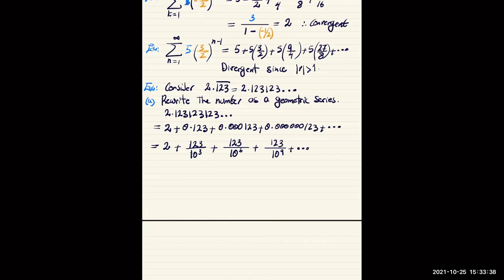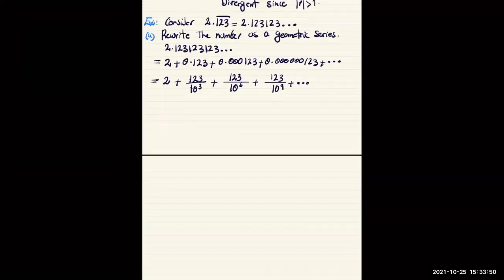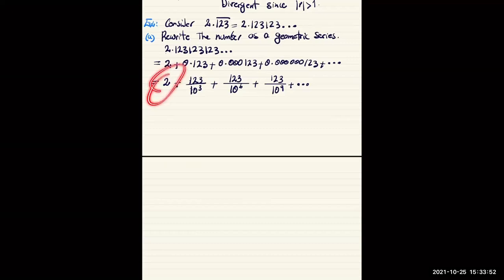This is definitely a geometric series. Well, 2 is not a part of the series. The series begins with this number, because I can't multiply 2 by a number to get the next term. So this is the first term of the series, and we can find the common ratio.